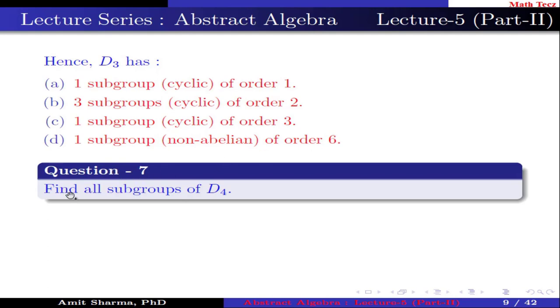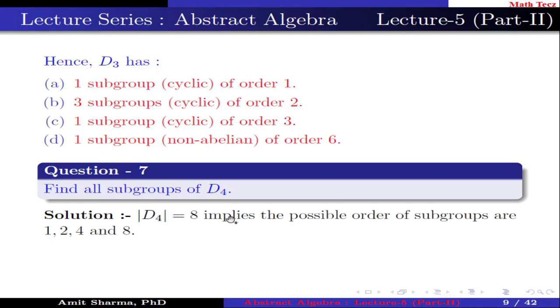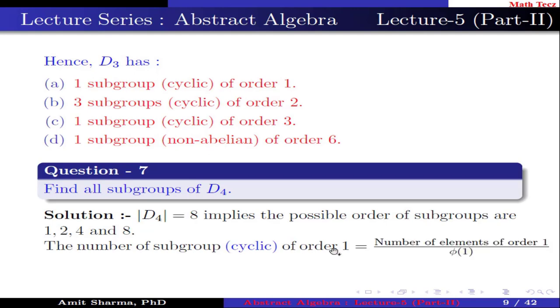Question number 7. Find all subgroups of D4. The order of D4 is 8, which implies the possible orders of subgroups are 1, 2, 4 and 8. The number of subgroups of order 1 which is cyclic equals the number of elements of order 1 divided by phi of 1, which is equal to 1, and the subgroup is H1, which is equal to {R0}.